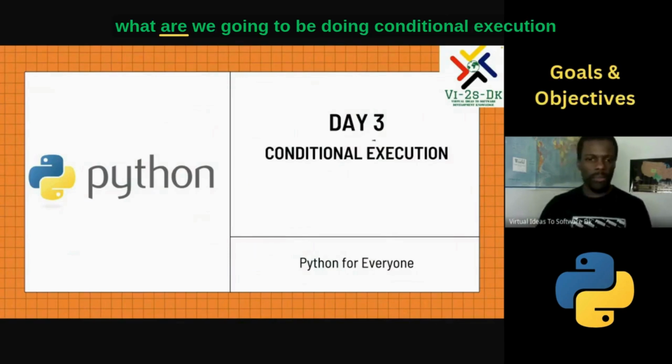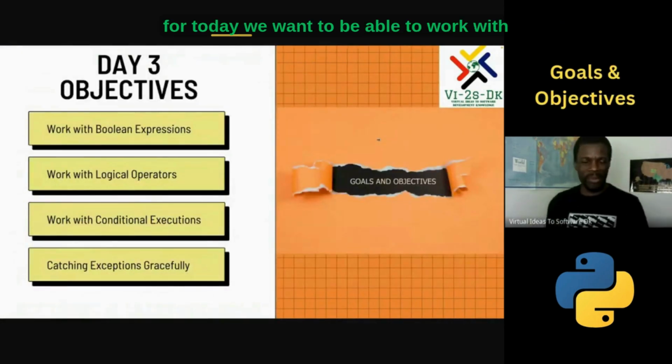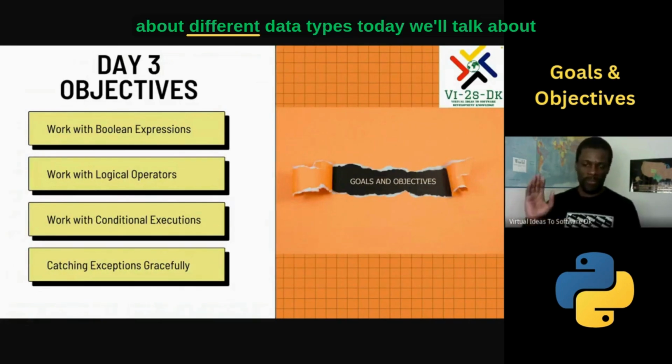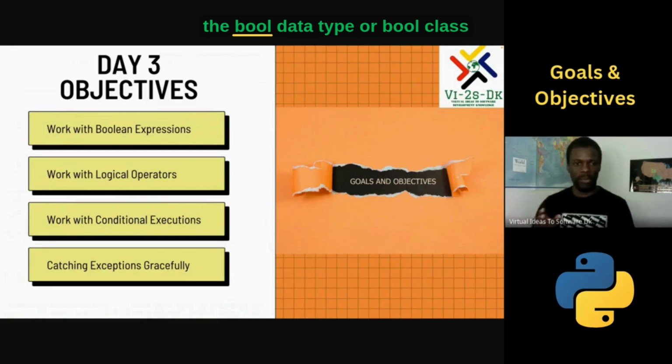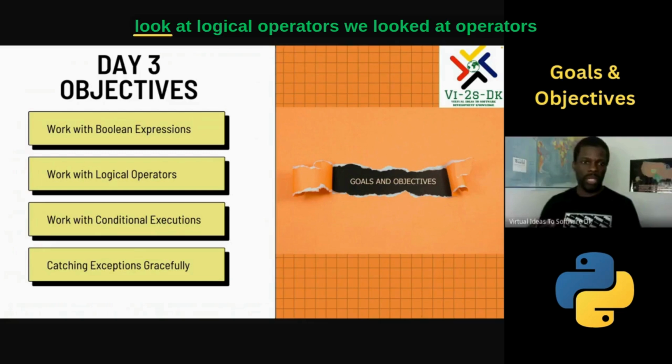Quickly, what are we going to be doing? Conditional execution one more time. What are some of the goals and objectives for today? We want to be able to work with Boolean expressions. So we talked about different data types. Today we'll talk about the bool data type or bool class. And we'll also look at logical operators.